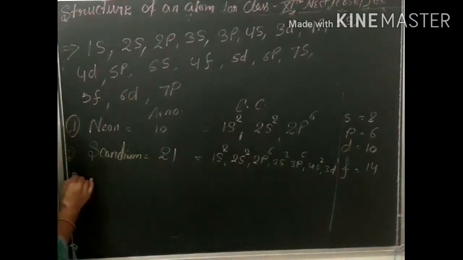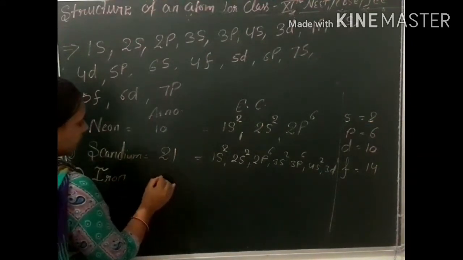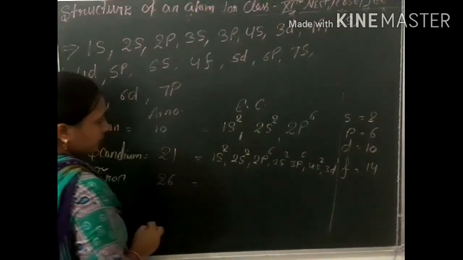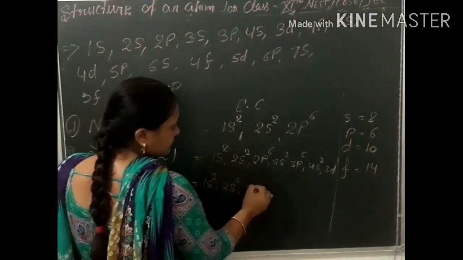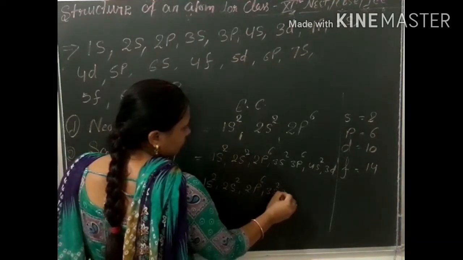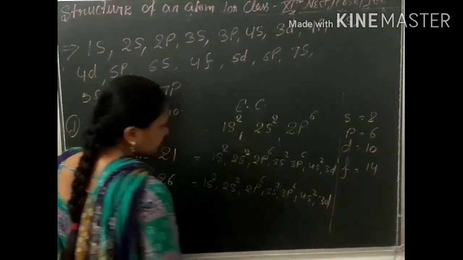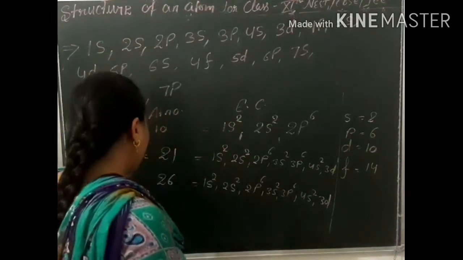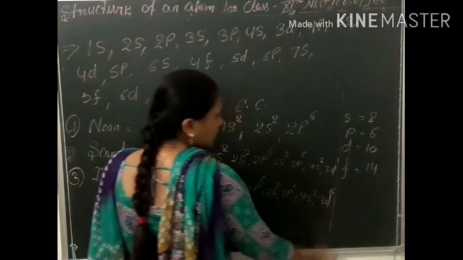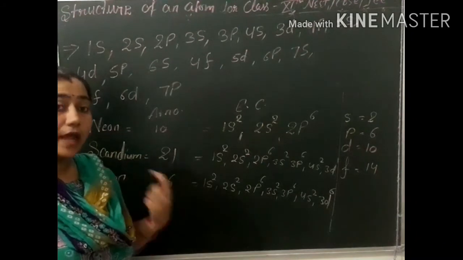And next is iron. The atomic number of iron is 26. Now from here 1s2, 2s2, 2p6, 3s2, 3p6, 4s2 and 3d. 2, 6 and 2, 6 and 2, that is 18, then 20 and 6, that is 3d6. Now this is the electronic configuration of iron. We can write electronic configuration of any element.